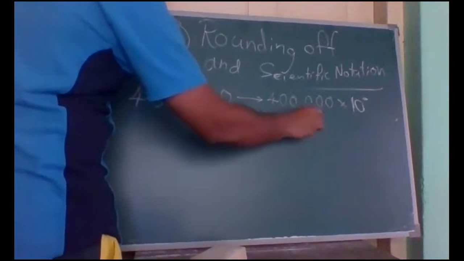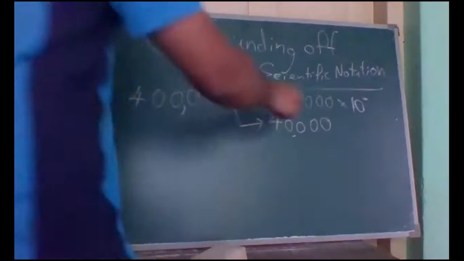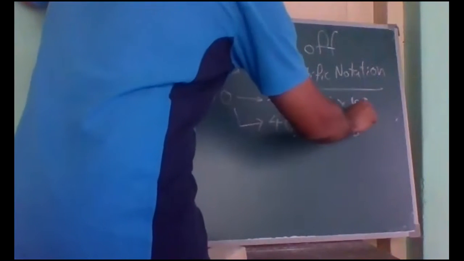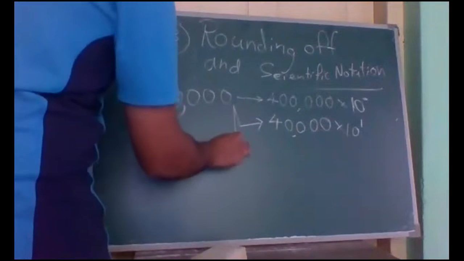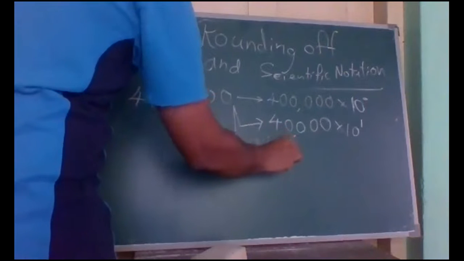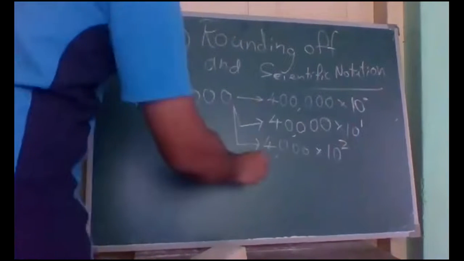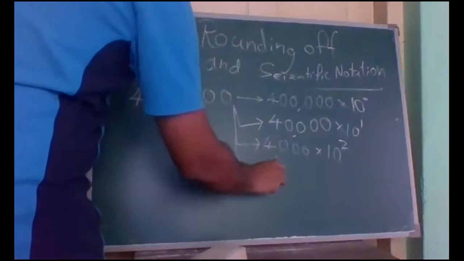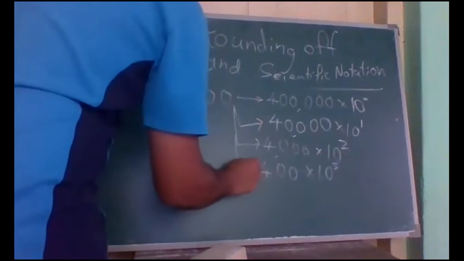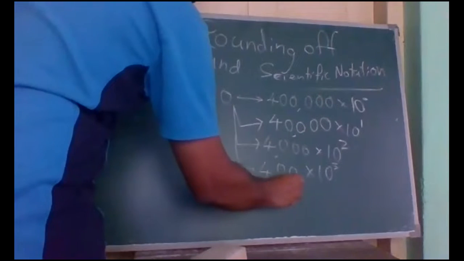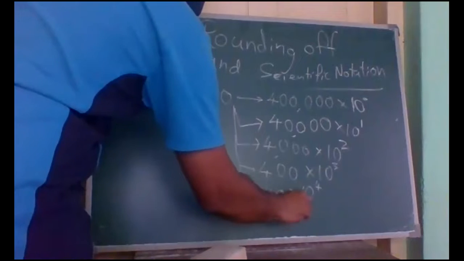Here, 400,000. So I'll write it this way. What is the number? 40,000 into 10 to the power 1. That means 10. Right, right. Here 4,000 into 10 to the power 2. Again, 400 into 10 to the power 3. 40 into 10 to the power 4. 4 into 10 to the power 5.